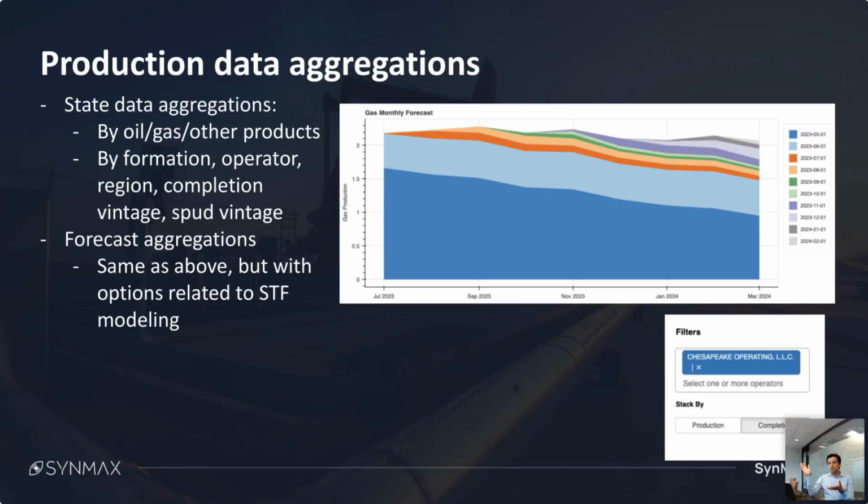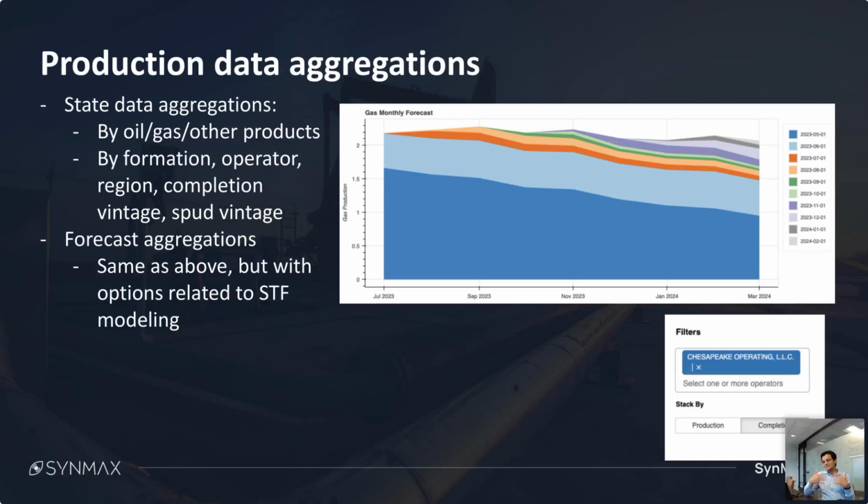So going into the first one, for example, we want to do production data aggregations. Here I'm showing, let's say you filtered data for one particular subregion, just Chesapeake, and you started stacking that data in terms of the vintage of a well. This is a view we are working on, which should come out very soon on Hyperion Geo, where you should be able to filter the state data by oil, gas, other products, and by formation, operator, region, completion, the completion vintage, and the spud vintage.